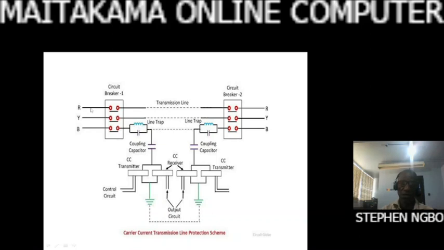This is the circuit. We have the red, the yellow, and the blue phases, and this is the breaker. Then if you come to this station 2, you have the red, the yellow, the blue phase, and the circuit breaker, then the line trap, then the coupling capacitor, then the transmitter, then the receiver, and this forms the complete network channel. So in the next lecture, we shall be taking you on REF.